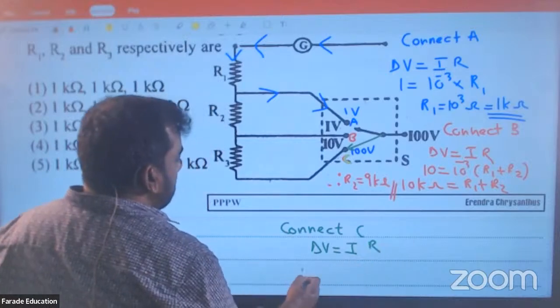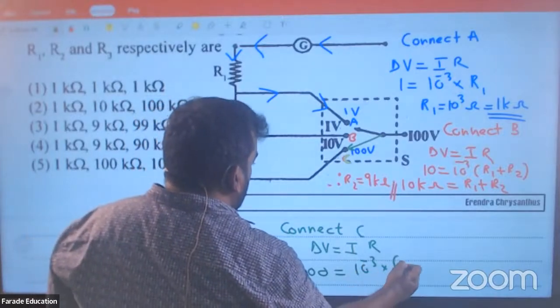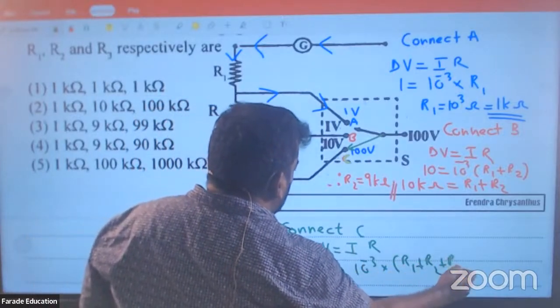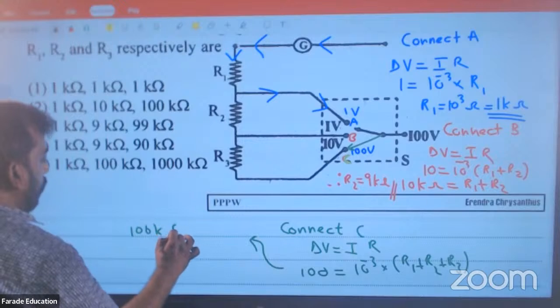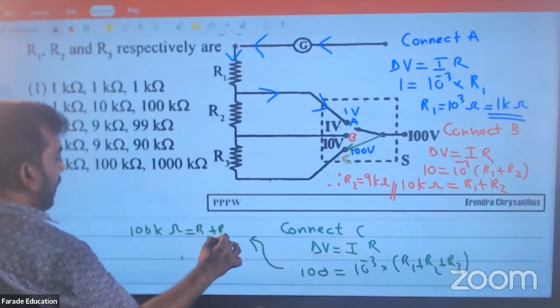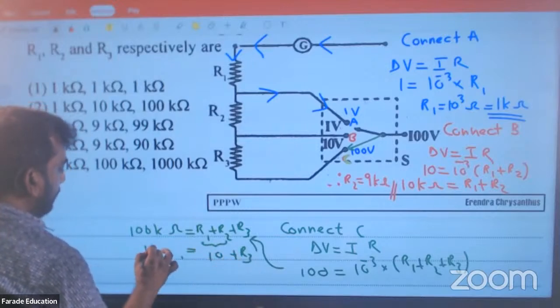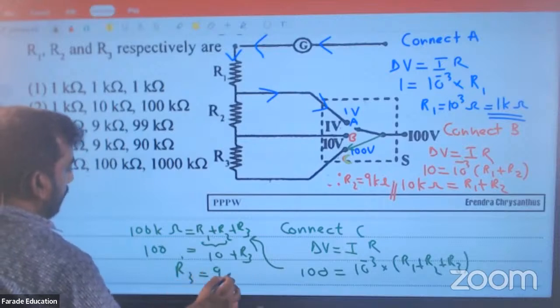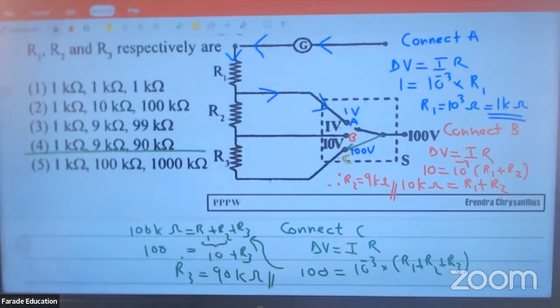Potential difference 100 volt, current 1 milliampere, full scale deflection, into total resistance R1 plus R2 plus R3. From this you can say 100 kilo ohm equals R1 plus R2 plus R3. R1 plus R2 is 10 kilo ohm, so R3 is equal to 90 kilo ohm. So R1 is 1 kilo ohm, R2 is 9 kilo ohm, R3 is 90 kilo ohm. Correct answer is answer number 4.